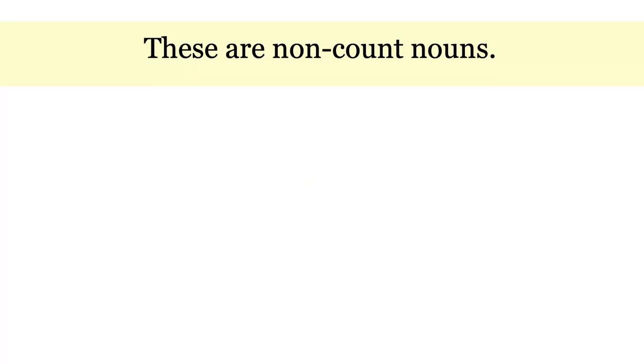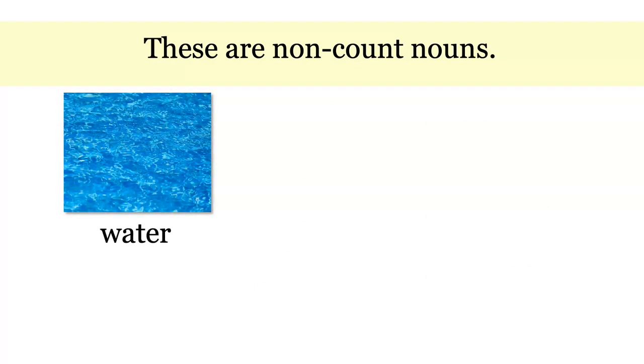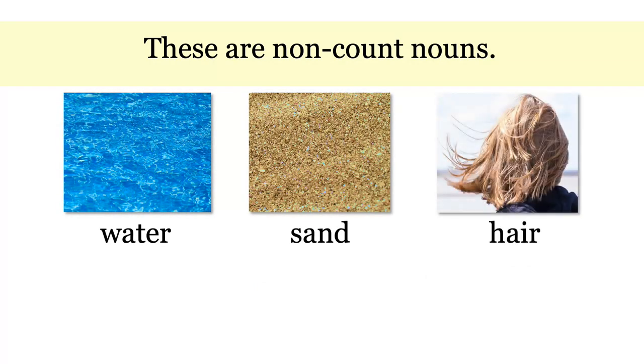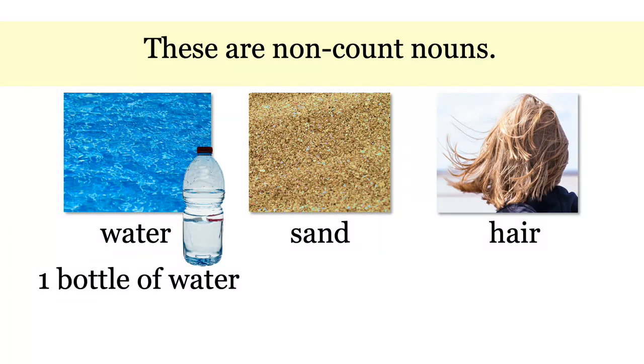These are non-count nouns. Water, sand, hair. Look at water. I can't count water. I can't say 1 water. How much is 1 water? I can put water in a bottle and count the bottle, 1 bottle of water, but I can't count water.